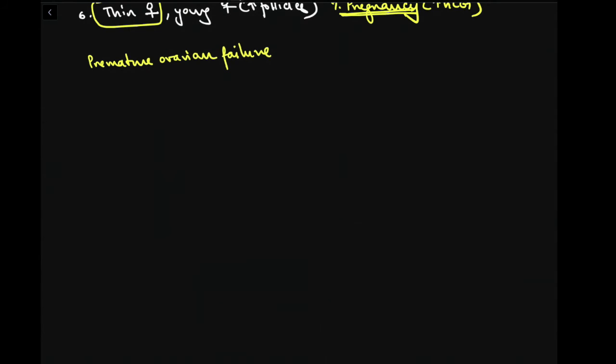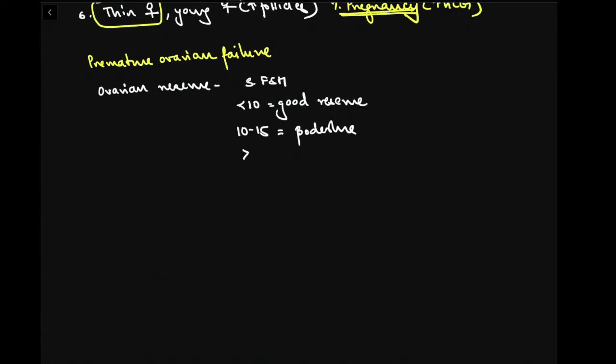right? So ovarian reserve is measured by serum FSH. If it is less than 10, then it means it is a good reserve. Between 10 to 15 is borderline, while more than 15 indicates a poor reserve, and more than 20 is suggestive of ovarian failure. Now it is measured on day 3 of the cycle.